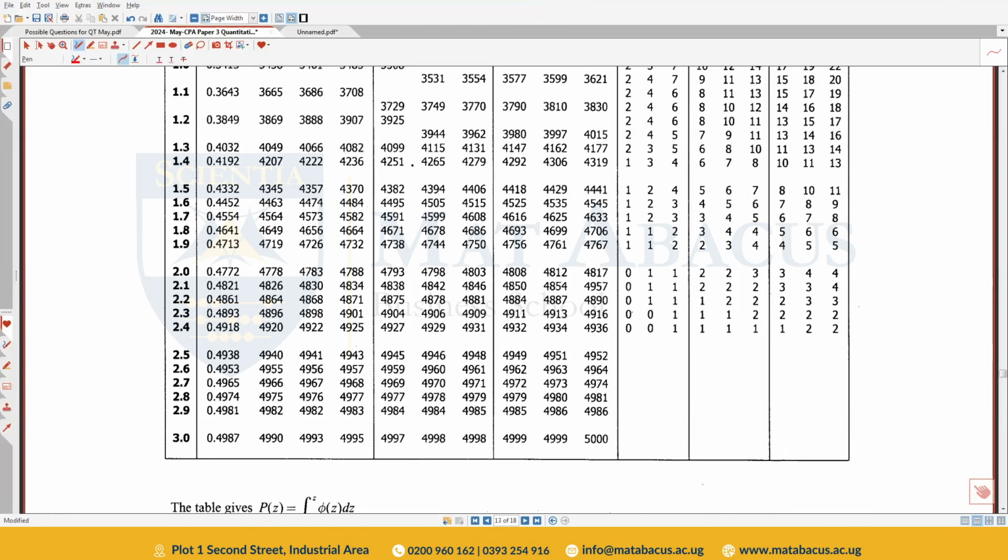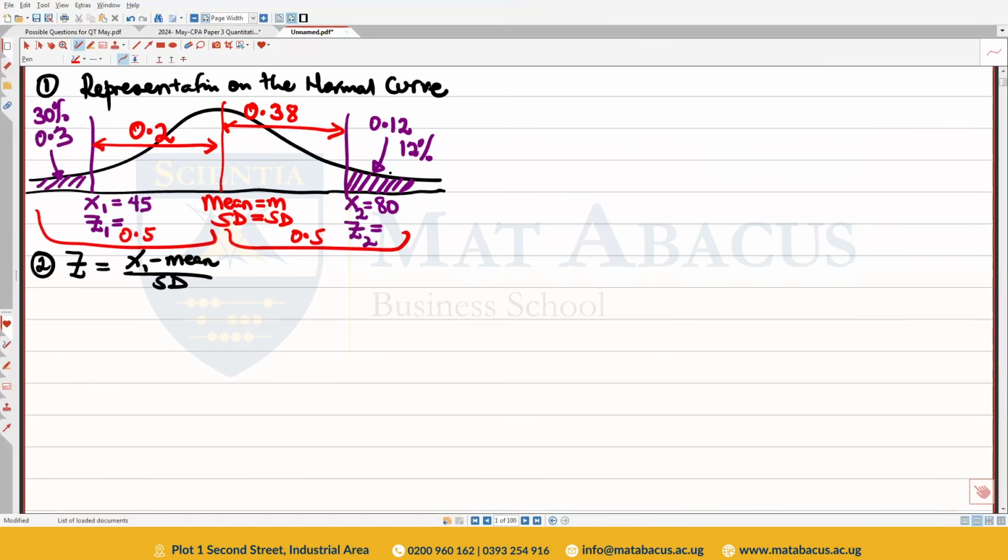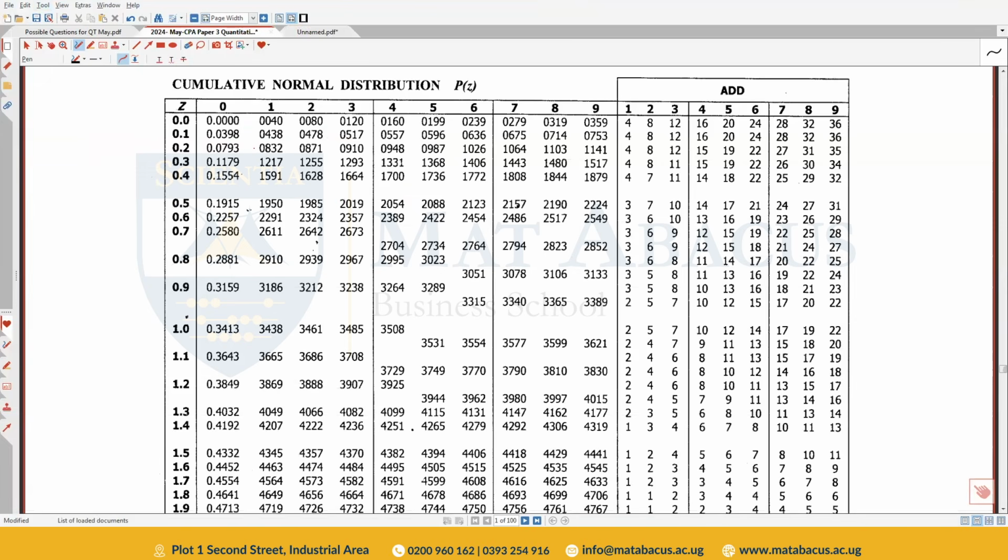So we are looking for a Z value corresponding to 0.20, or something which is very, very close. So kindly go to your examination table and read throughout. We are looking for 0.20. So let's see, where can we have 0.20?